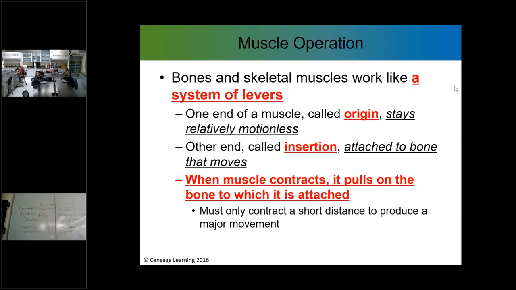So those are two actions also. When we're thinking of quadriceps, extension; hamstrings, flexion. Quadriceps, hamstrings: antagonistic muscle actions. And knowing that the thigh is not moving, but the lower leg, the tibia and the fibula, are moving. Those are the areas of the insertion, and the origin is stabilized, not moving.